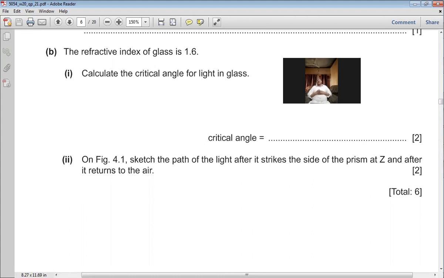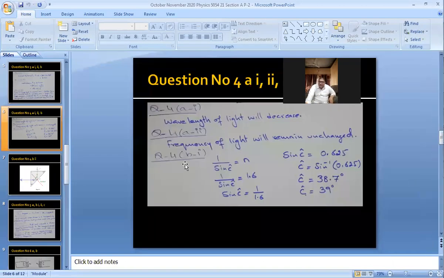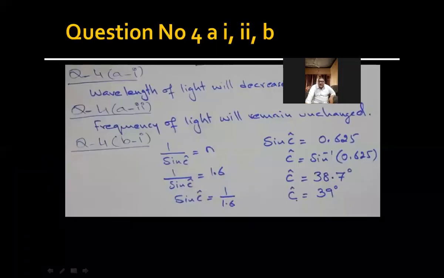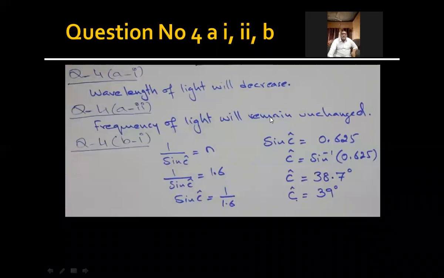I know the n value, and I will find the value of the angle C, the critical angle. I have done this on paper. Let me show you. This is showing on your screen right now. Let me take it out from my paperwork as well.